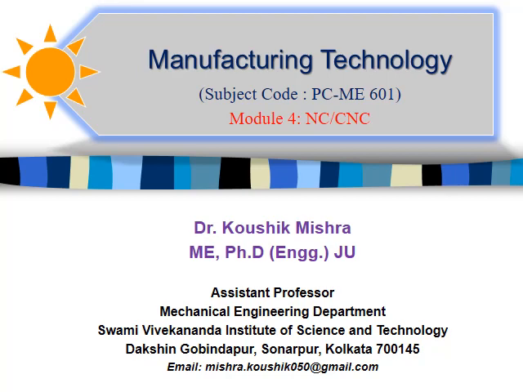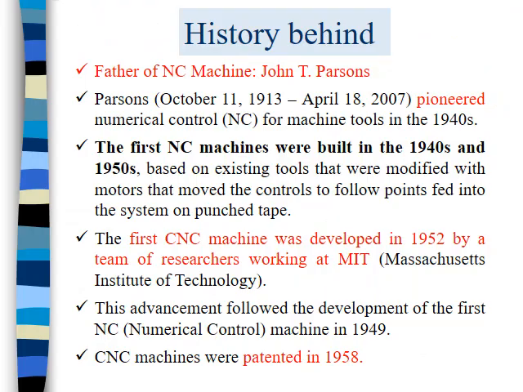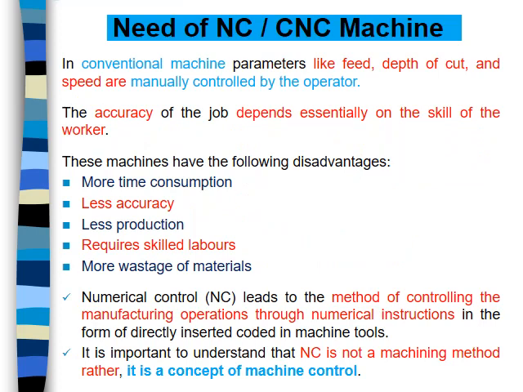So today we'll be learning about manufacturing technology, module 4, which will be on NC and CNC. There is a history behind NC and CNC, and John T. Parsons is the father of the NC machine. It was first developed in the year 1952 by a team of researchers working at MIT, and it was first patented in 1958. So what is the need of NC or CNC machines?